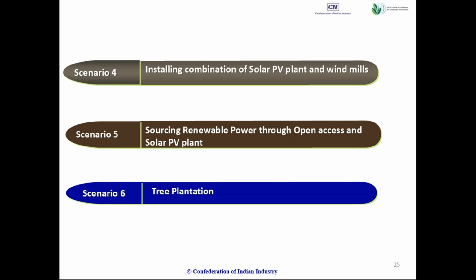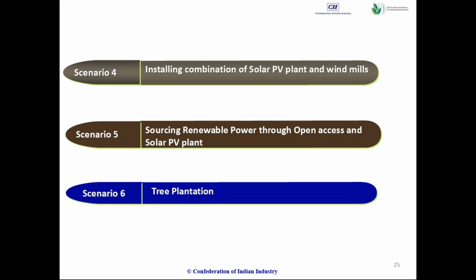Scenario 6 is tree plantation. See, many companies go for tree plantation. In CII, we have a biodiversity initiative. So companies who go for tree plantation should also take into consideration that tree planting should not be the motto. The motto should be ecosystem restoration. So that's what we also advise companies: when you go for tree plantation, you go for planting of local species.